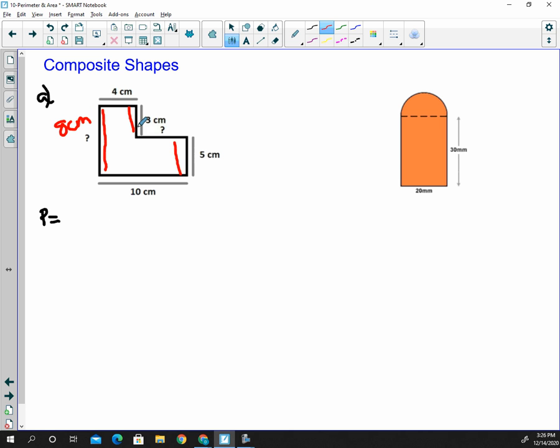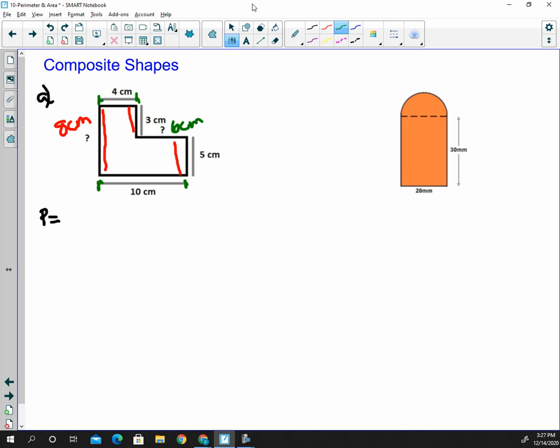And then we need to do the same thing with the information at the bottom. We know that from left to right is 10 centimeters. This first bit is 4 centimeters, so this last bit has to be the difference between those two. 10 minus 4 gives us a total of 6 centimeters here.